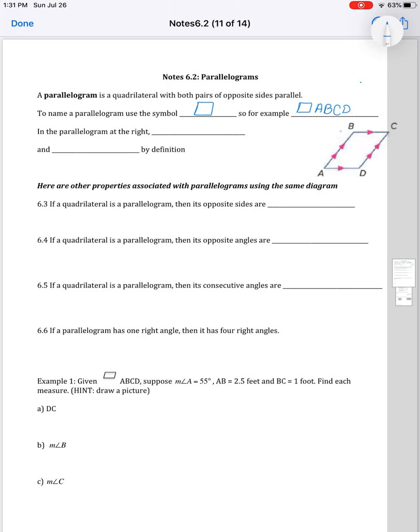All right, so these last few sections now we're going to focus on specific quadrilaterals. So all of these shapes now are going to have four sides to them. Today we're going to talk about parallelograms. So a parallelogram is a quadrilateral with both pairs of opposite sides parallel.